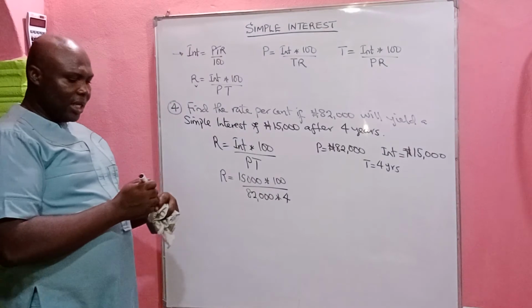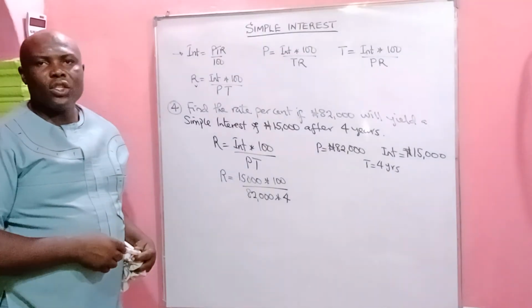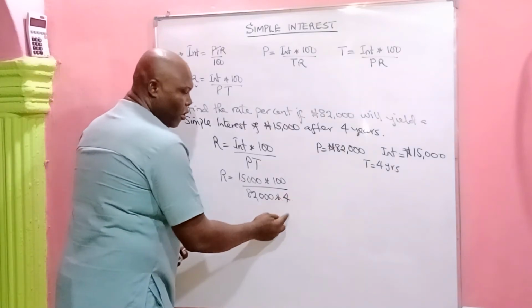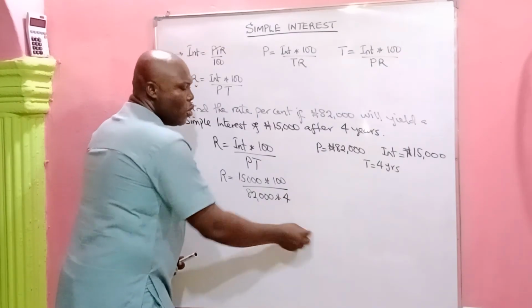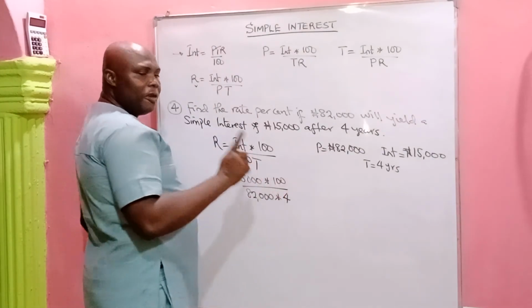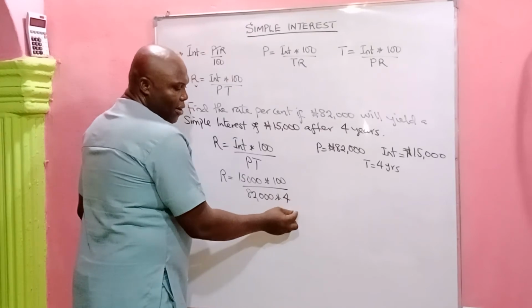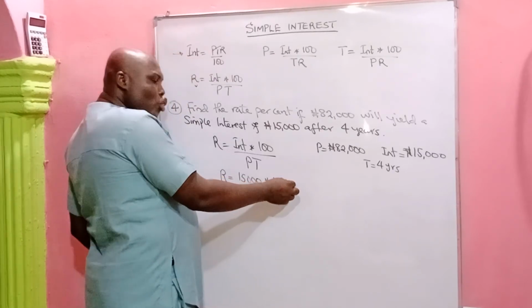And please don't forget, if the time is 4 months, 4 months in years will be 4 over 12. So you would have had 4 over 12 here, and the 12 down here will simply climb up to become the numerator. Please take note.